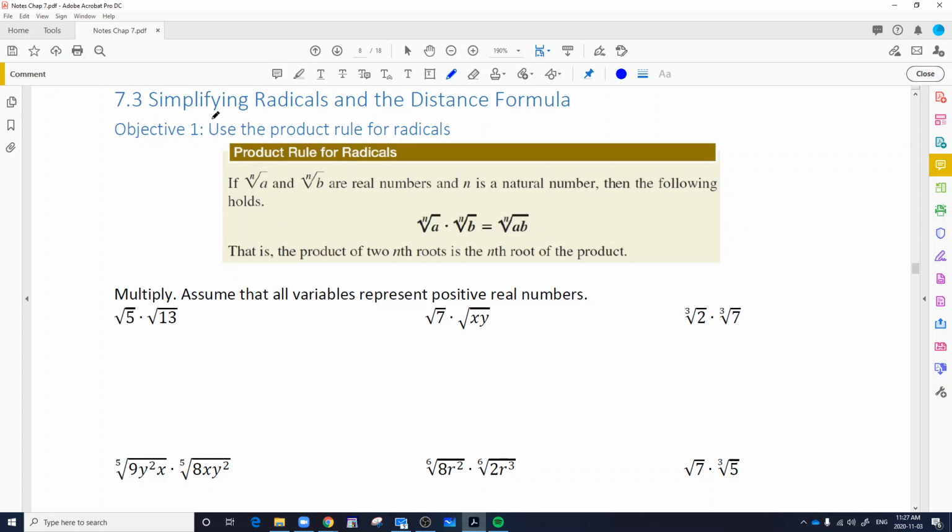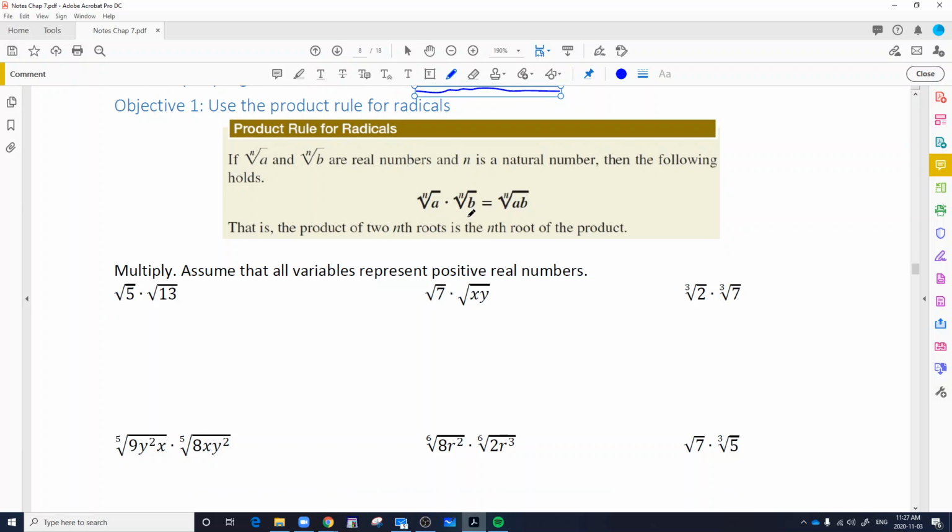So in 7.3, we're going to move on from some basic properties of radicals like we did in 7.1 and 7.2, and then we're going to start doing some operations of radicals, and we're going to learn how to simplify radicals and then kind of apply what you've learned using a formula. So the first thing you're going to learn is product and quotient.